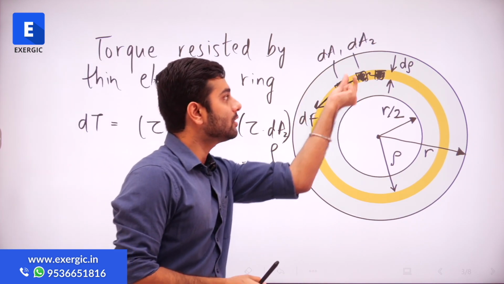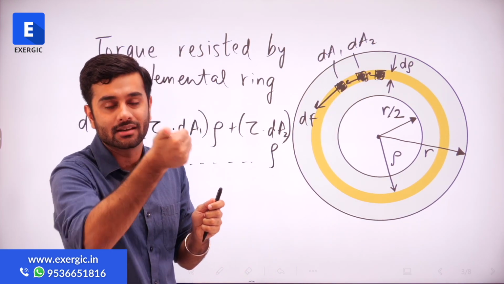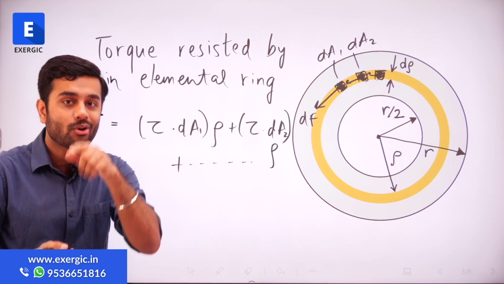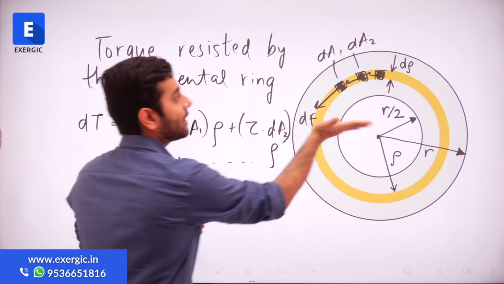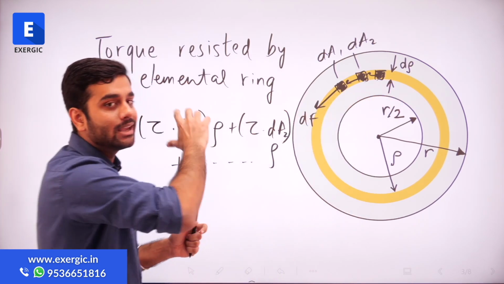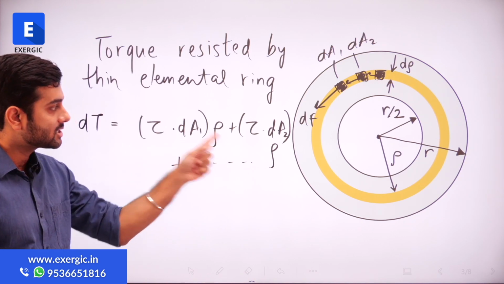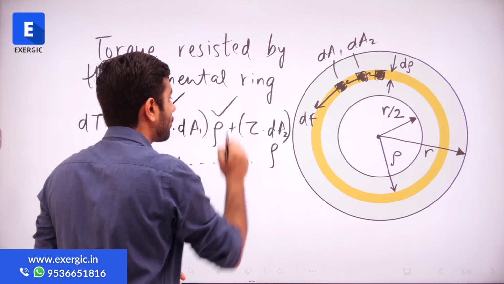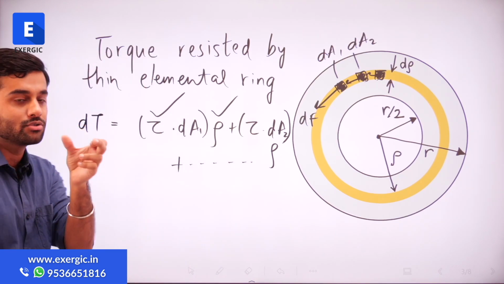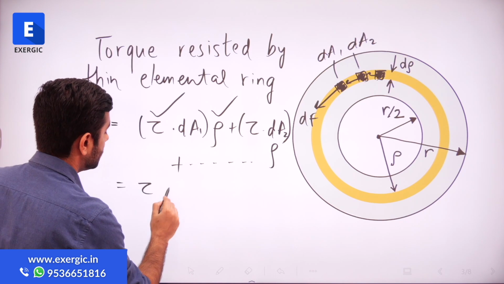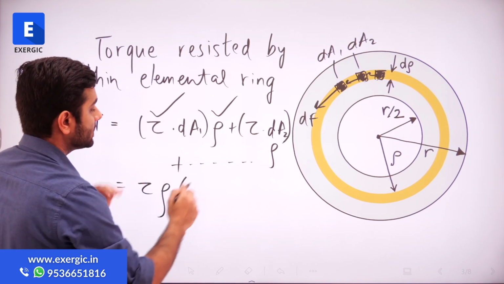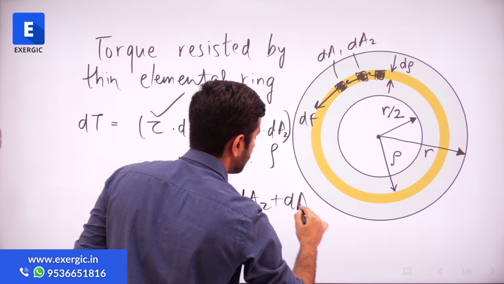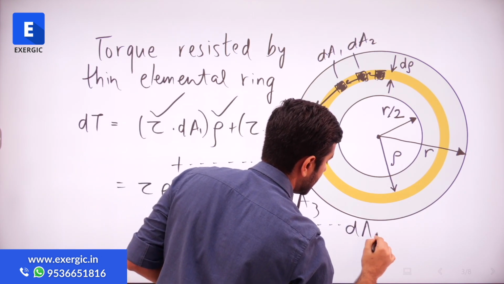So vectors in the same direction can be added together. Torque is a vector, but I am able to write it like this because they are in the same direction. All of them are trying to rotate in the same sense, so I am adding all those together. That's why this is the expression that we have. In this expression, tau and rho are common, so we will take them out. We will write tau rho multiplied by dA1 plus dA2 plus dA3 up to dAn.